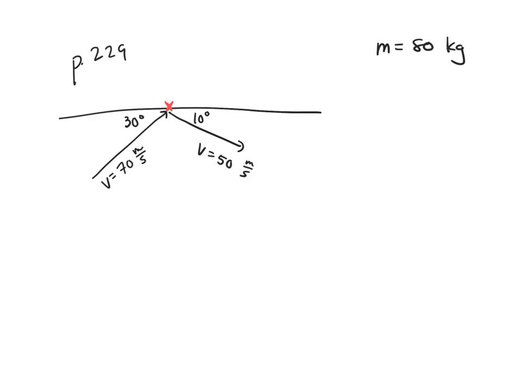Now, when we look at this problem, at first it looks like, oh, this isn't that bad. Right? We've got a change of velocity. We got the mass. We can find the impulse. What's the problem? What makes this a difficult problem suddenly? There's one thing that makes this a difficult problem. The change in the angle.